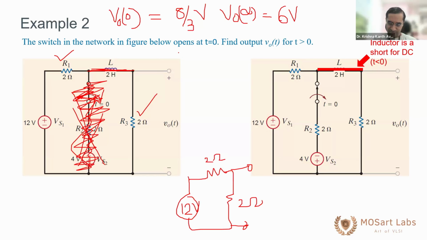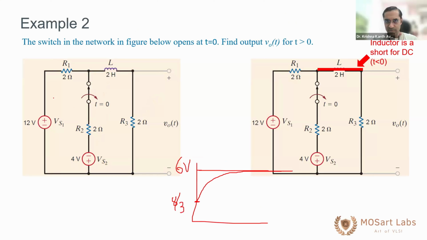Okay. So now you know it's a first order circuit. It starts at 8/3 volts and it is going to 6 volts. This is the waveform. Now we need to find the time constant. What is your time constant when the switch is disconnected? For a single first order inductor circuit, it is L by R. That is your tau.